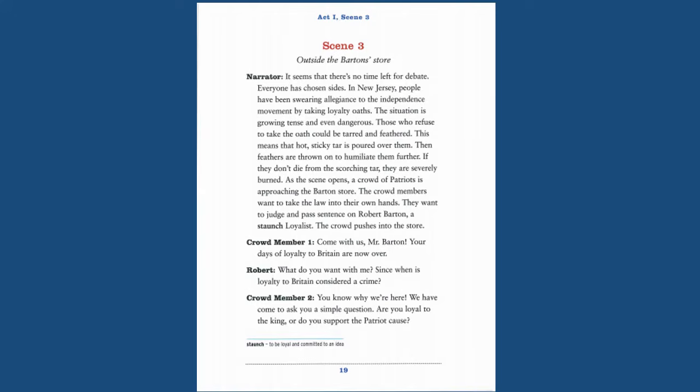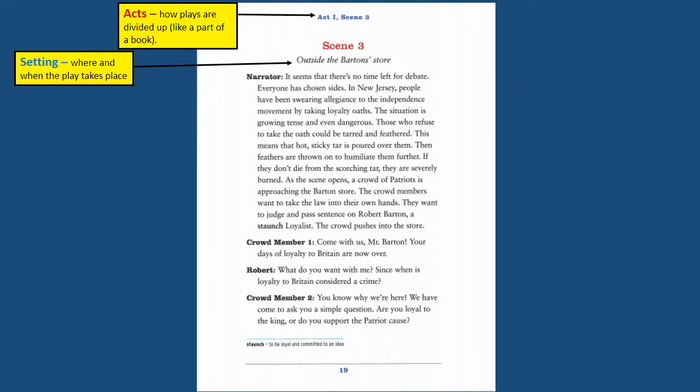Before we start reading, just a quick reminder that acts are how a play is divided up, like the parts of a book. The setting is where and when the play takes place. The scenes are smaller parts within the acts, like the chapter of a book. And the narrator, which you'll see is speaking first, is someone who explains what is happening in the play, but they are not a character that interacts with other characters in the play.